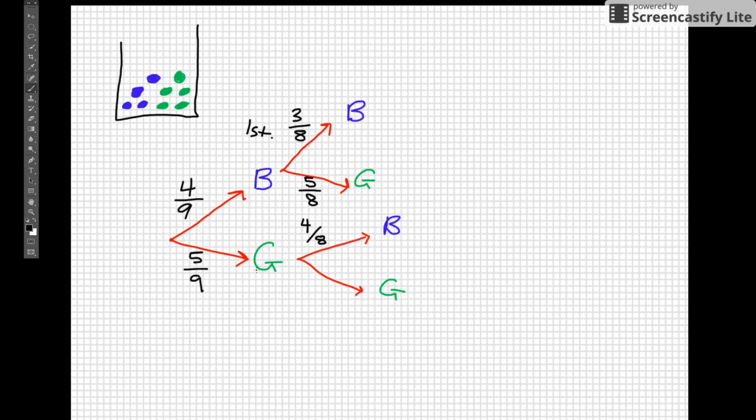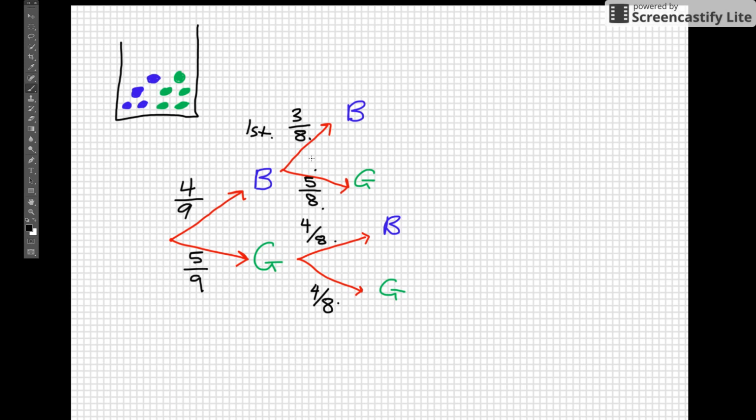Or we could have pulled out the green one and then pulled out a second green one. So we follow this branch. The chances of the second green one happening, well, there are 8 marbles left in the bag. We've taken one of the green ones away, so there are 4 green ones left. So that's how we set up this tree. Remembering that because there is no replacement, when we get to these second branches here, there are only 8 marbles left in the bag.